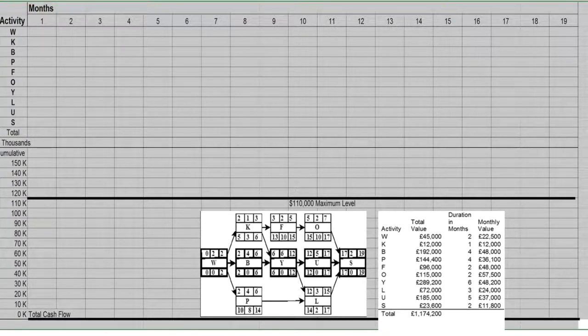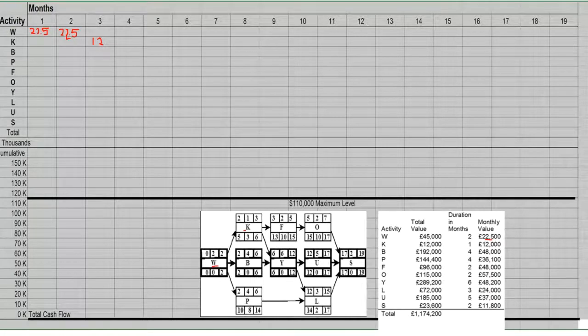So we know the very first activity taking place in this project is activity W. So this is taking place here, and we are incurring a total spend of 22.5k. So we are spending 22.5 in the first month of our project and 22.5 in the second month of our project. The second activity is activity K, which will start after W has been completed, and we are incurring 12 grand.